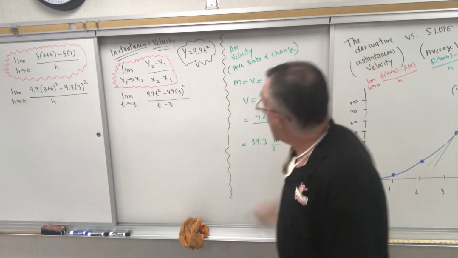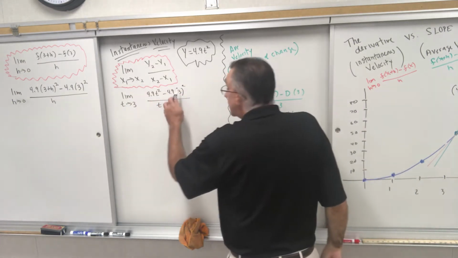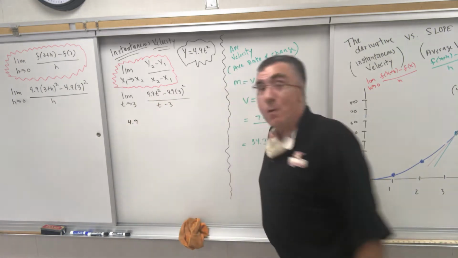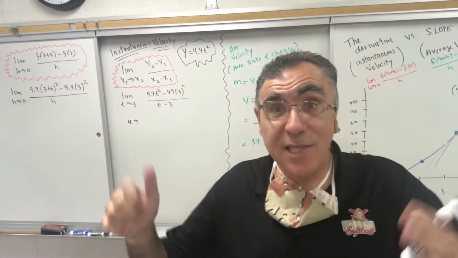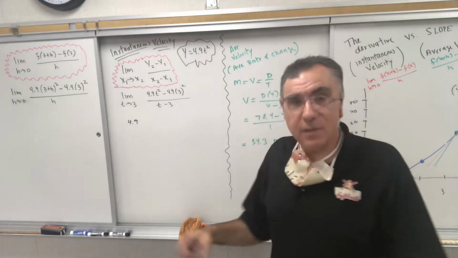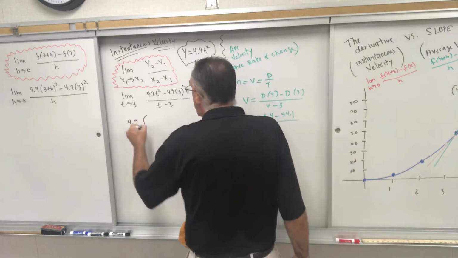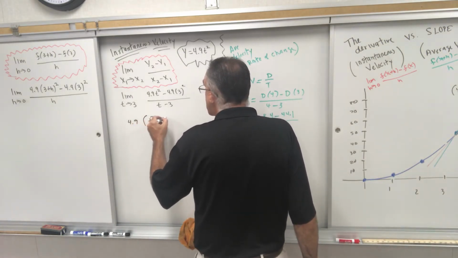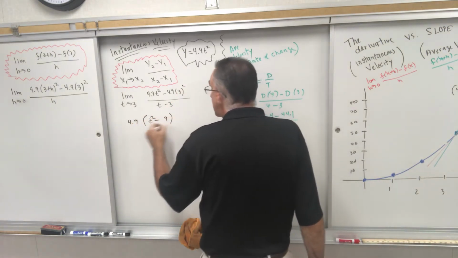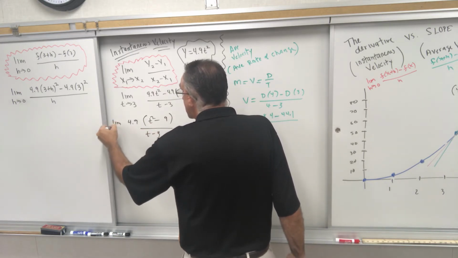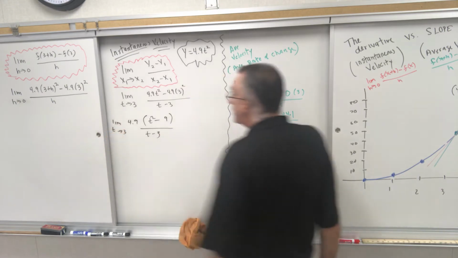And now we know this number here, but don't work that number out. Factor out the 4.9. Now, this is where you're supposed to go, oh, I get it now. Okay, maybe you don't see it quite yet, but in just a moment, you're going to go, oh, I get it now. Factor out the 4.9, I get t squared minus 3 squared, which is 9, over t minus 3, limit as t goes to 3.